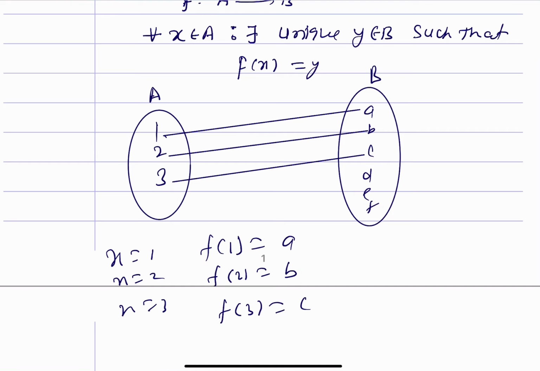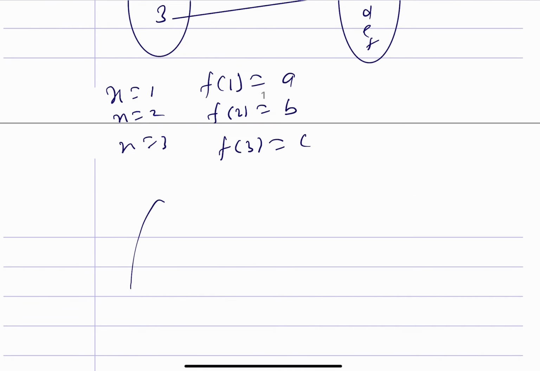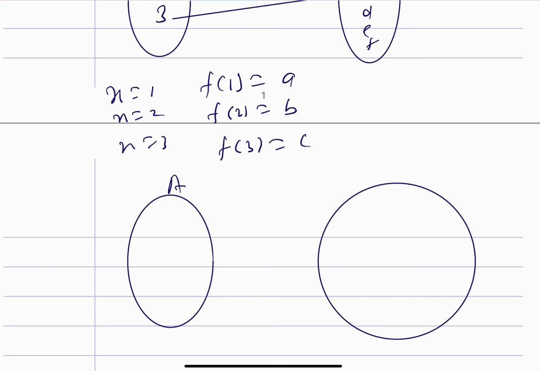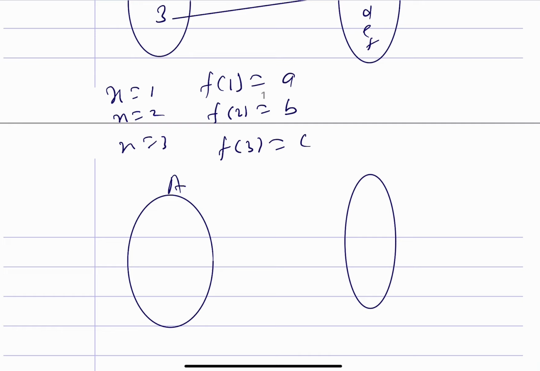Now I'll take another example. Suppose I am taking A, and here we have B. So B is the codomain here, A is the domain here, right? So I can define 1 and 2. So there are two members in A, and here A, B and C. So what I am going to do, I can take the image of 1 is A, and also the image of 1 is B, and the image of 2 is C.